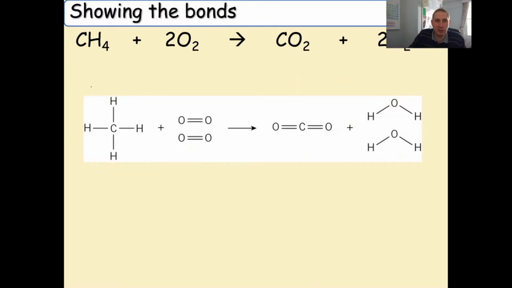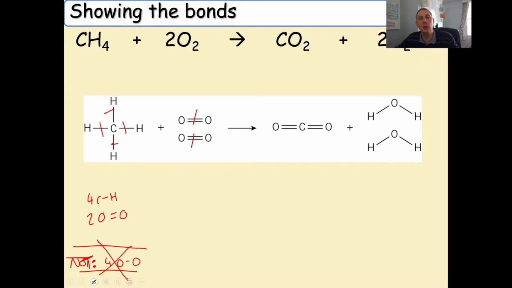And that means you can tot up the bonds you've got. You've got 4 CH single bonds. You've got 2 O=O double bonds. Very important you realise it is absolutely not 4 O-O single bonds. Okay? 2 O=O double bonds. A double bond is not the same as 2 single bonds. Here, similarly, you've got 2 C=O double bonds. You absolutely do not have 4 C-O single bonds. They will not give you the same energy because they're not the same.